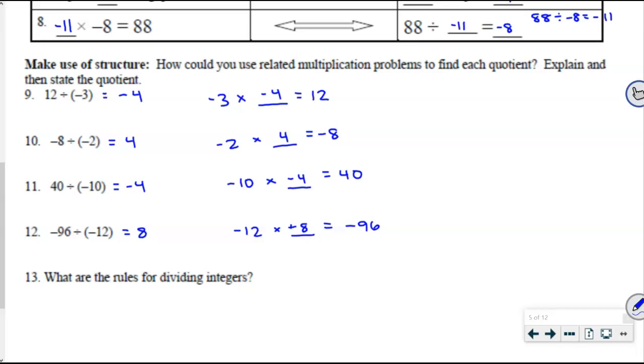What are the rules for dividing integers? I want to see some hands. Let's go Joshua. Exactly. The exact same as multiplication. A negative times a negative is a positive, so a negative divided by a negative is a positive. So I think that the easiest way to summarize what the rules are, they're the same as they are for multiplication.